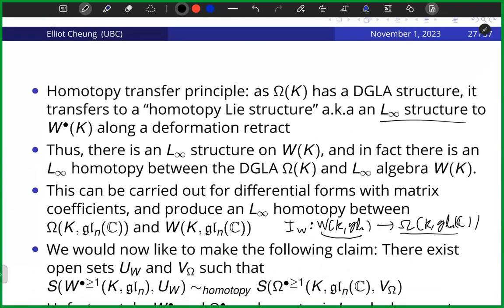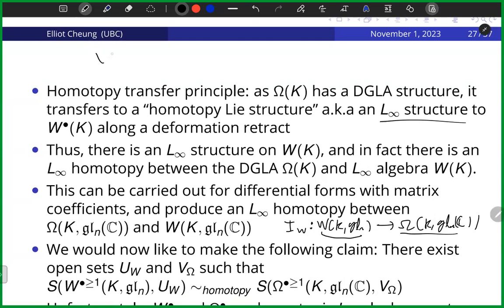Yes. This homotopy transfer argument is certainly a clean way to see how we get an L infinity structure on those Whitney forms, but does it give us more mileage in terms of writing out explicitly the higher L operators? Yes, it does. Totally, yeah. Great, thanks.